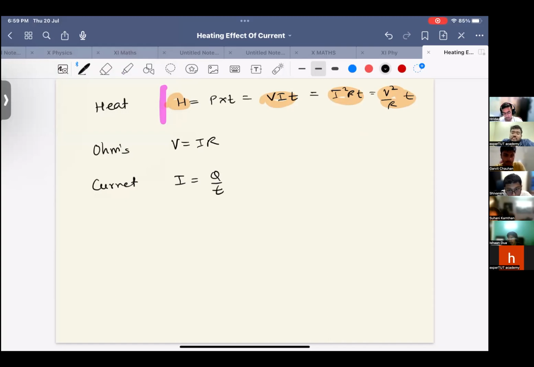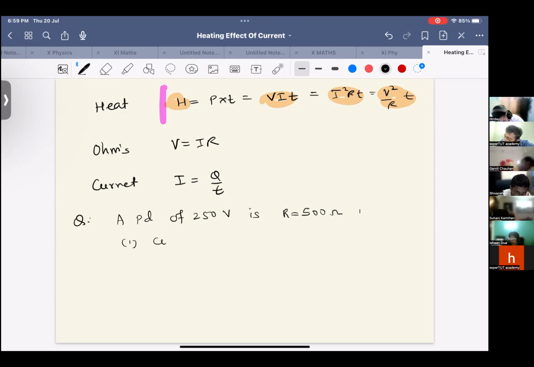Okay, so we'll now be doing problems from the sample problems. Just write the questions and answers. So the question is, a potential difference of 250 volt is applied across a resistance of 500 ohms. Find the current. Second, find the heat energy in 10 seconds.